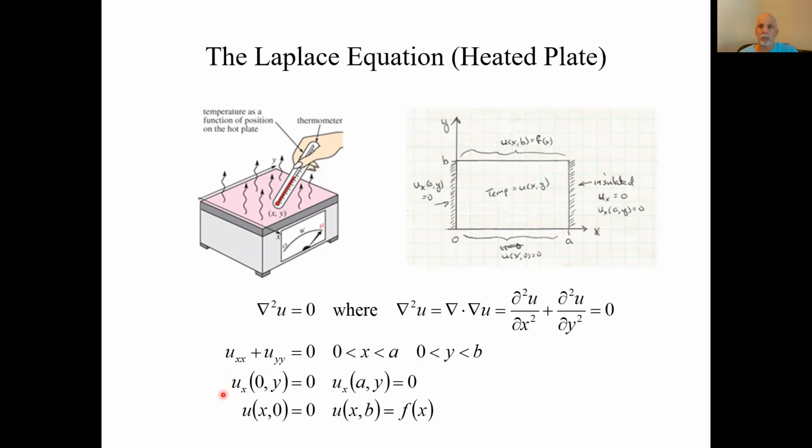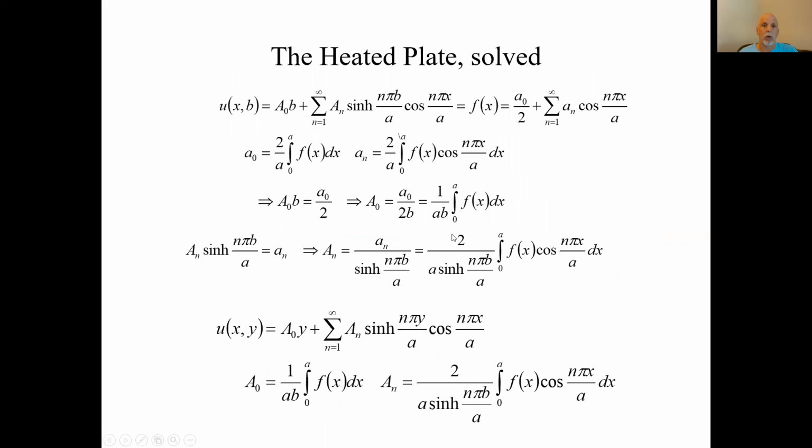We already solved it for these boundary conditions. Now let's solve it for different boundary conditions. In fact, we'll solve it for the temperature being 0 along the bottom and 0 along the top. It's going to have specified temperatures as a function of y along the sides. Let's get to that problem.